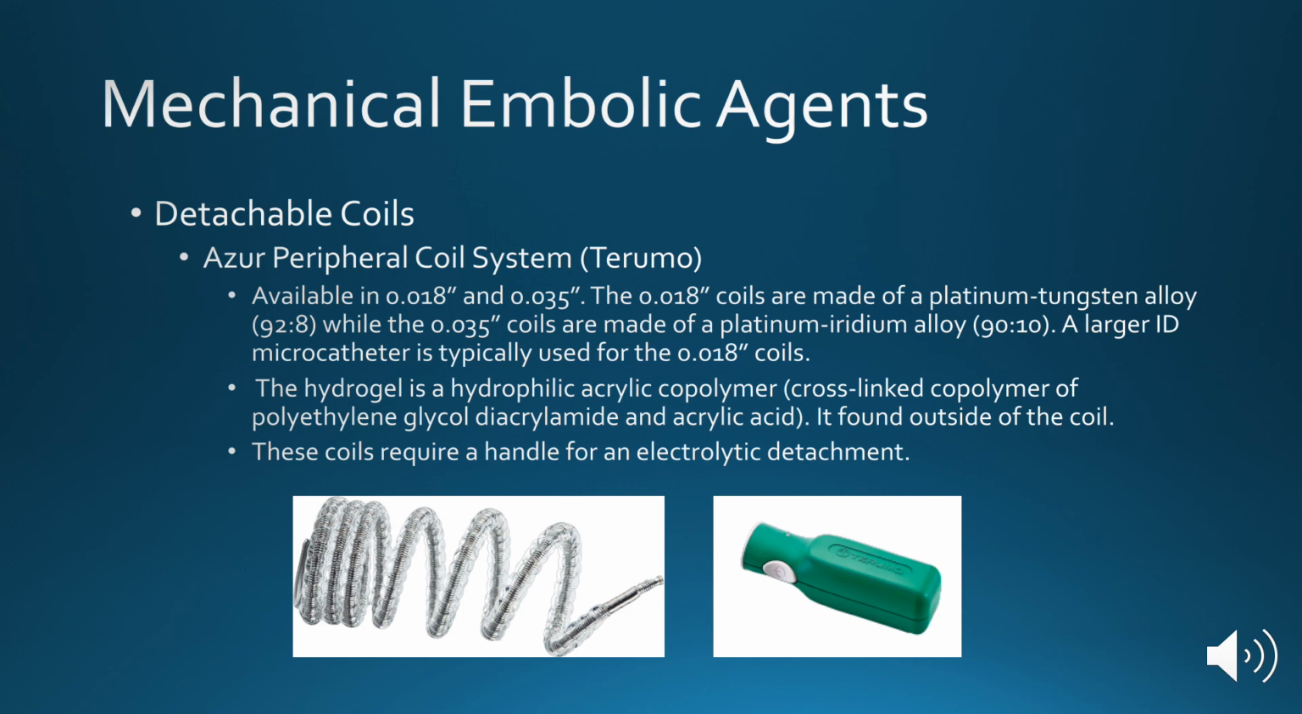The hydrogel is a hydrophilic acrylic copolymer, which is a cross-linked copolymer of polyethylene glycol, diacrylamide, and acrylic acid. It's found outside of the coil, and these coils require a handle for an electrolytic detachment.